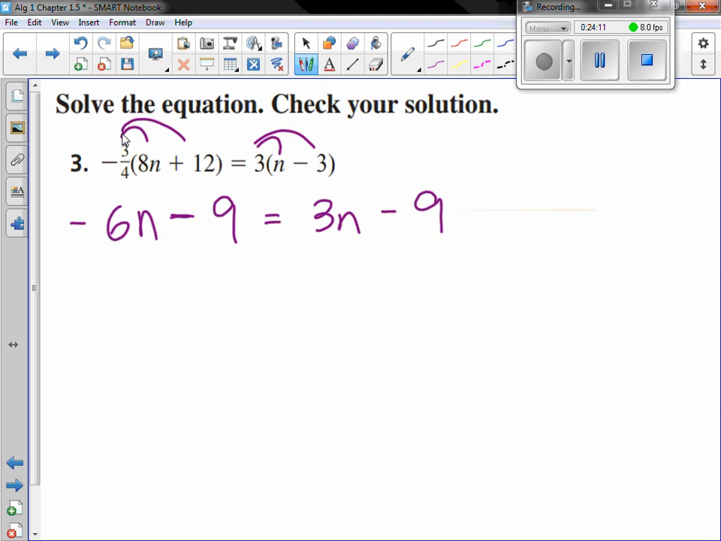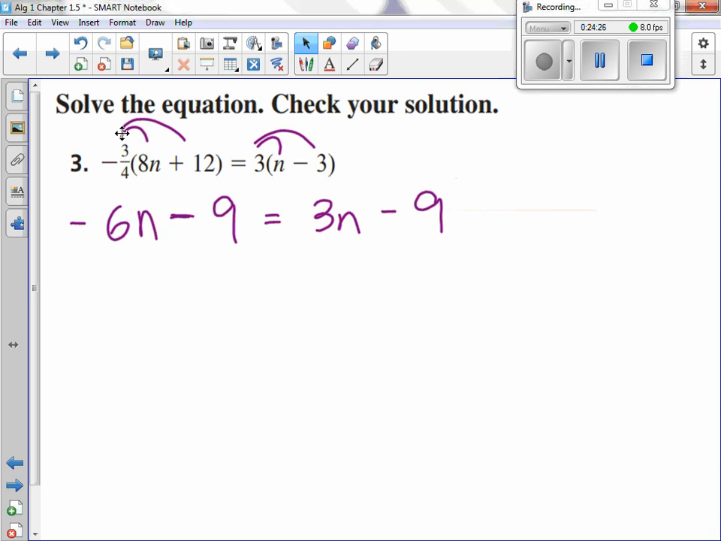Questions on this here? So now what do we need to do? We need to get the variables on the same side. And the main way we move variables from one side to the other is either addition or subtraction. And the reason we add if the number is negative, and we subtract if the number is positive. Do we want to move the 3n or negative 6n? It doesn't matter which one we do.